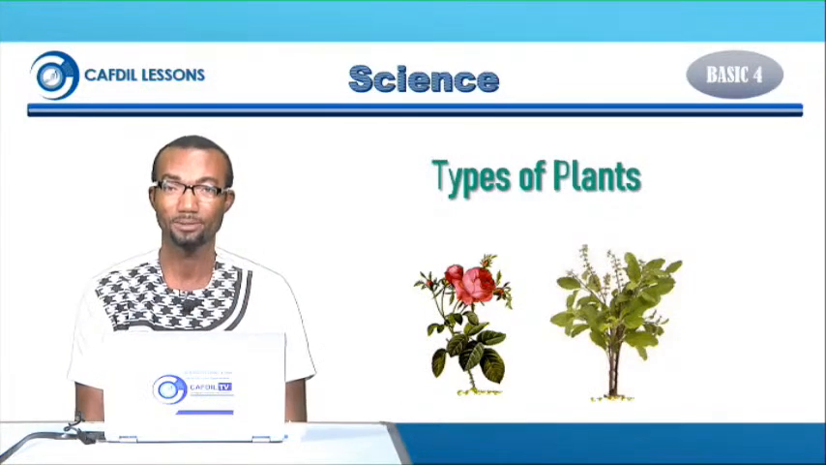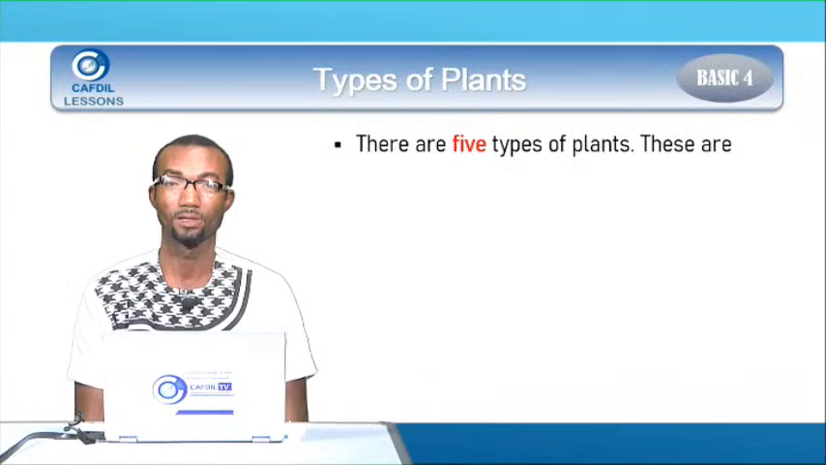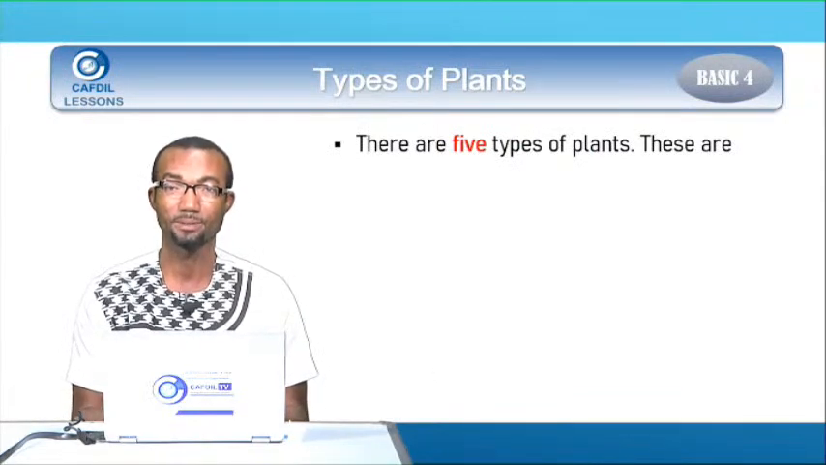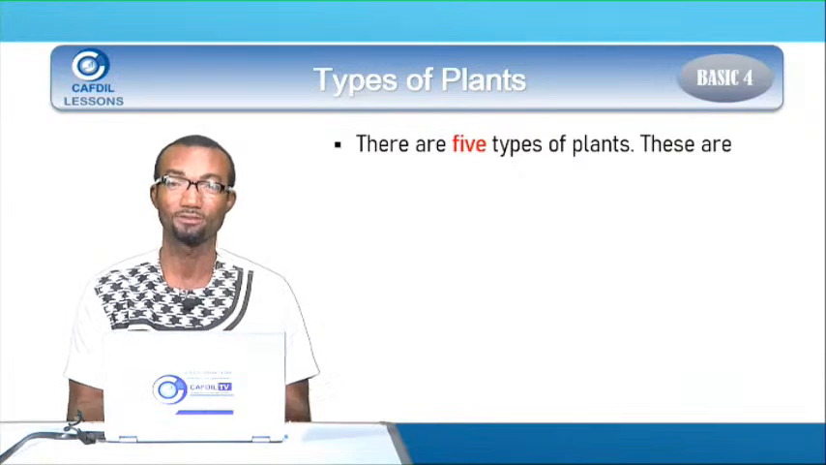Let's go to the types of plants. There are 5 types of plants. Kids, there are 5 types of plants. I said how many? 5. Good. There are 5 types of plants.